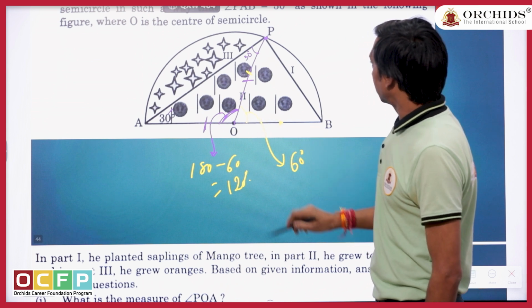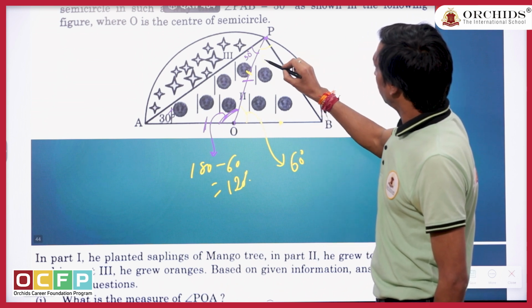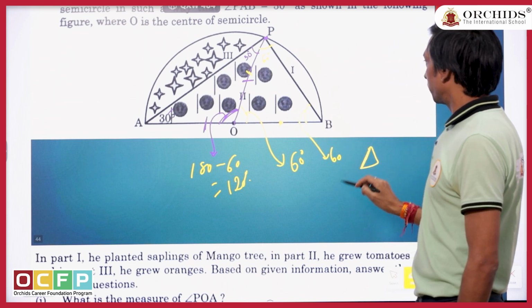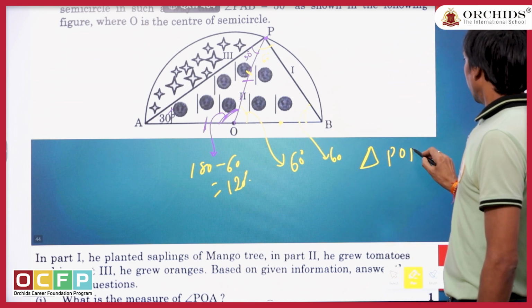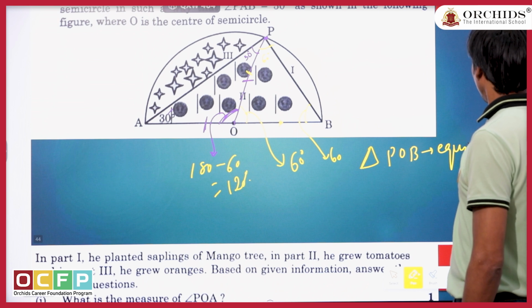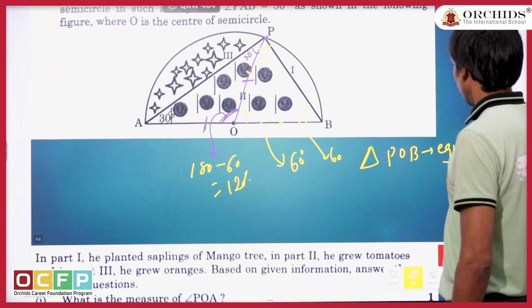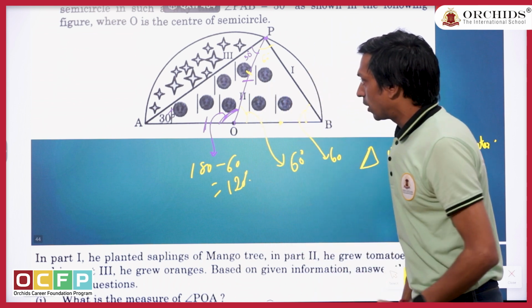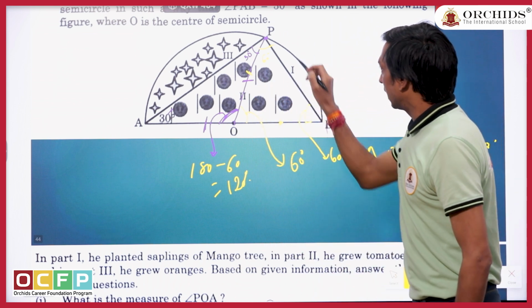So if this angle is 60 degrees, that means this angle will also be 60 degrees and the remaining angle will also be 60 degrees. So can I say from there that triangle POB is representing an equilateral triangle? We will use this result for finding the later part of the problem. So now I hope it is clear how we got these angles. So we got this triangle as an equilateral triangle.